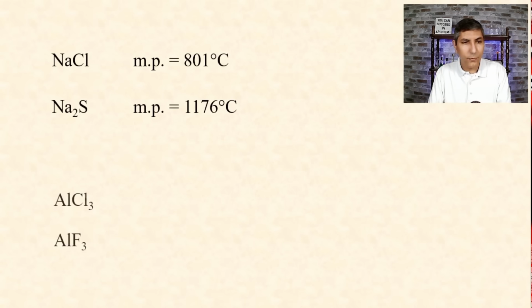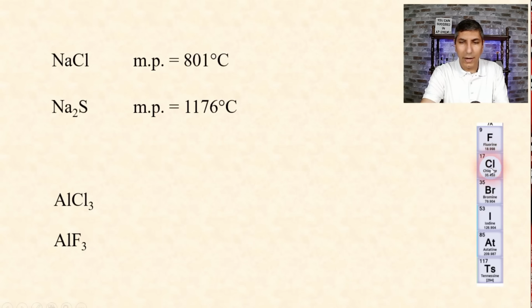Now, what if we have two ionic compounds that have the same ion charge in them? So like aluminum chloride and aluminum fluoride. If they're the same, the tiebreaker is to look at the sizes of the ions.